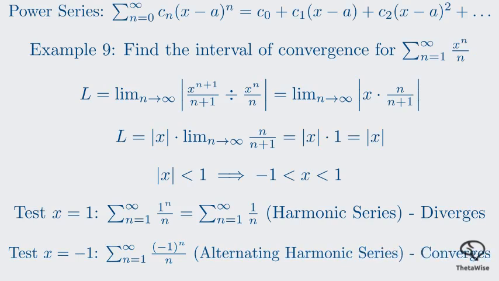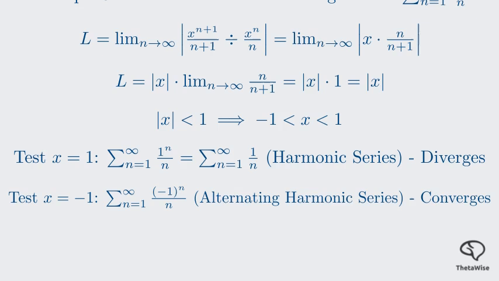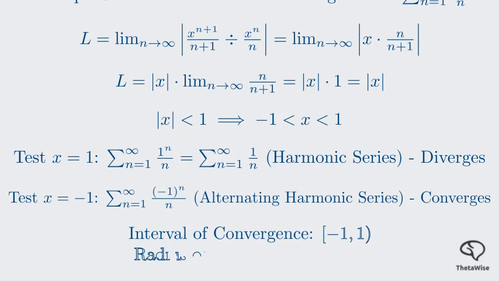Since the series converges at x equals negative 1 but diverges at x equals 1, we include negative 1 in our interval but exclude 1. The final interval of convergence is the interval from negative 1 inclusive to 1 exclusive. The radius of convergence is half the length of this interval, which is 1. Finding the interval of convergence is a crucial step in working with power series.